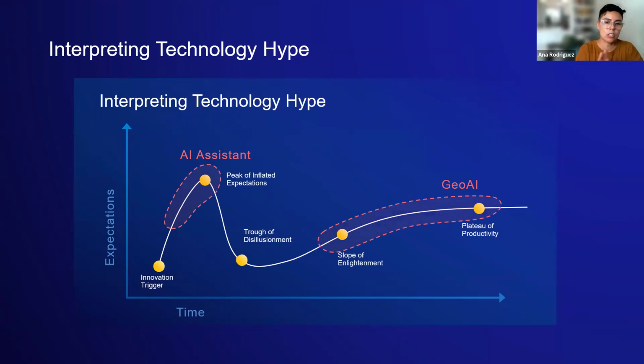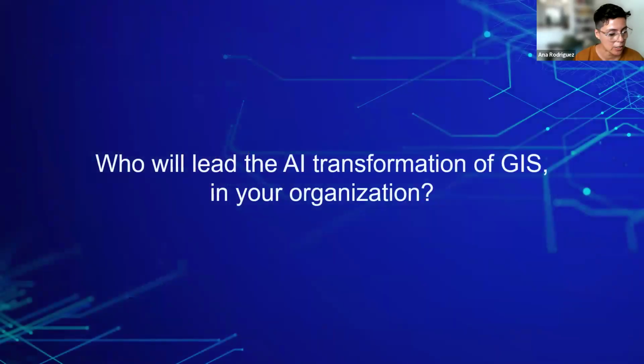But I think we're hitting the slope of enlightenment, where we're seeing the capabilities, what this can do for us, how we can improve our workflows and save time doing that. Technology usually tends to follow this pattern that you see here for new technology. So my question to you is, who will lead that AI transformation of GIS in your organizations?